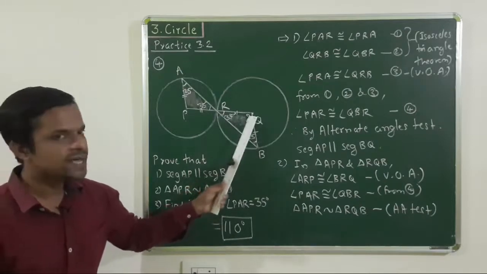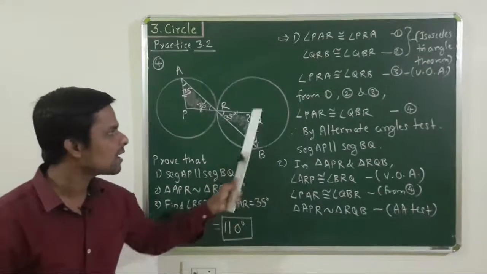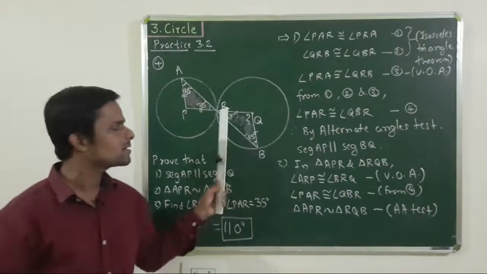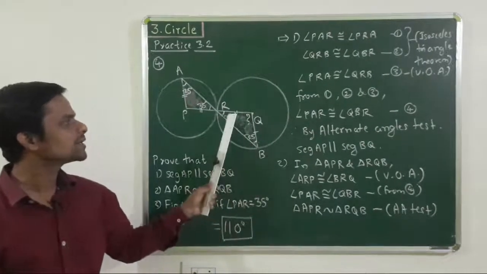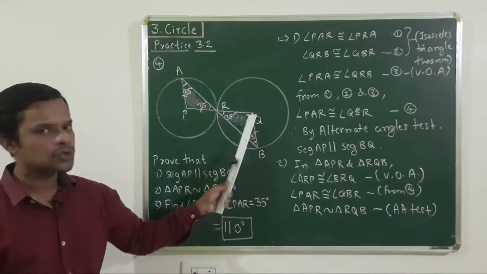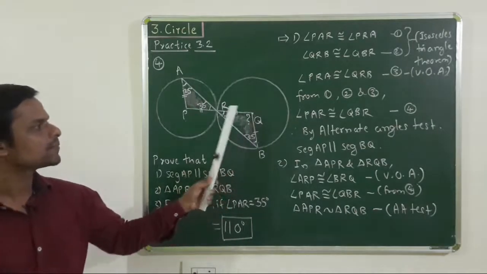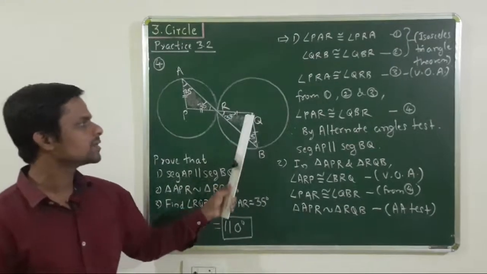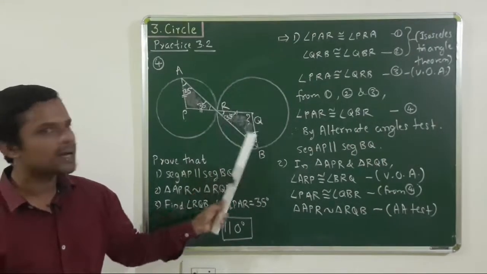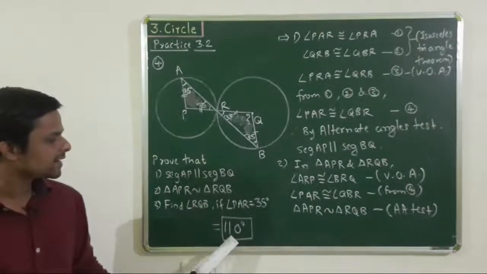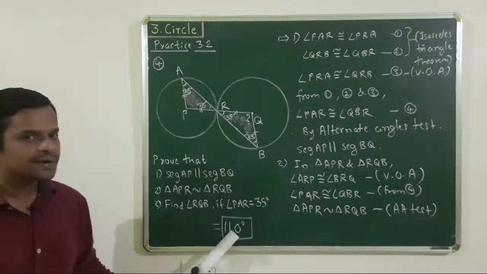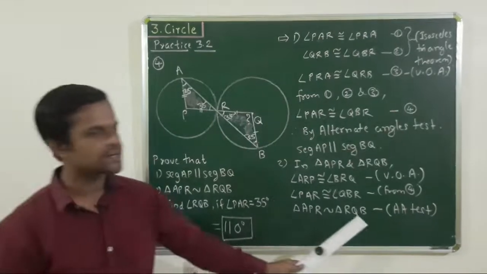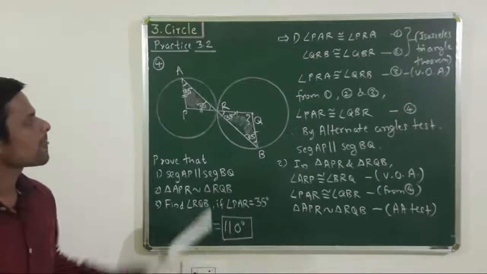Now we want this angle. Hence now in triangle RQB, the sum of measures of all the three angles is 180 degrees. Therefore 35 plus 35, that is 70, plus RQB is 180. Therefore RQB is equal to 180 minus 70, that is 110 degrees. This is the solution of the third one. It is not written here, you have to write it.